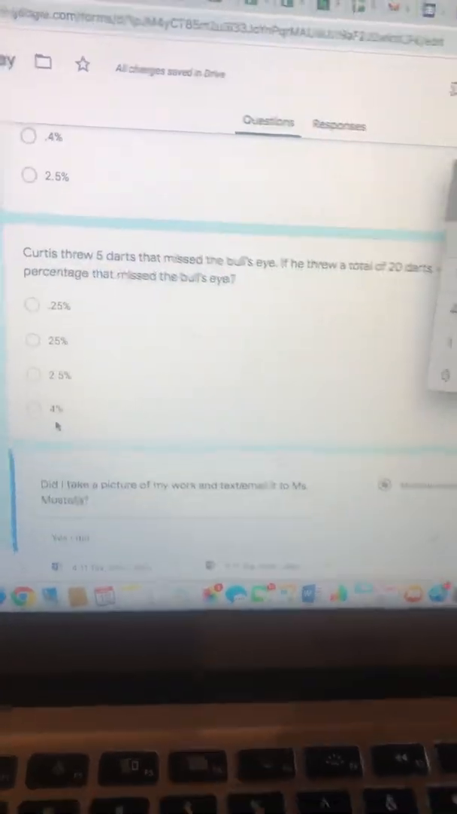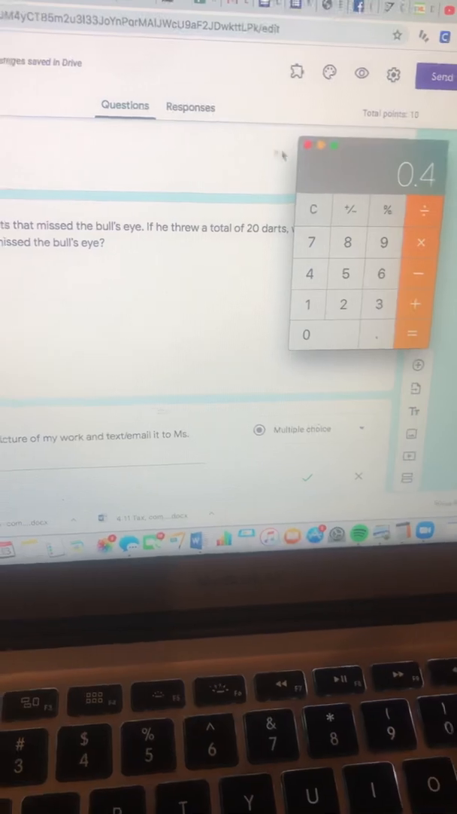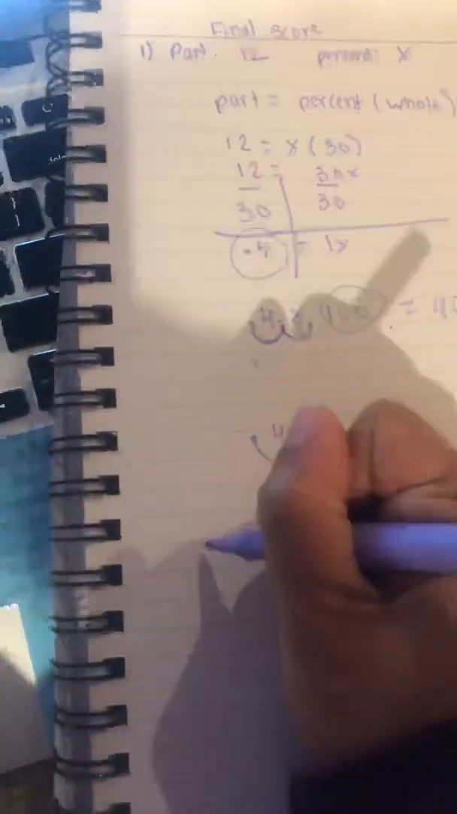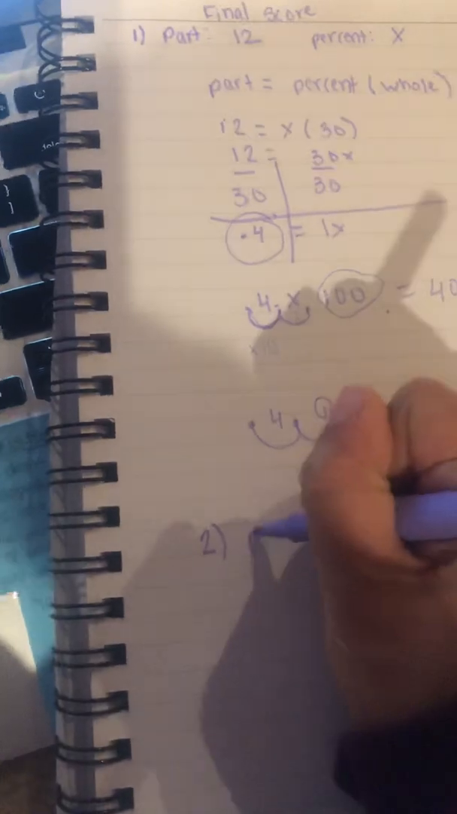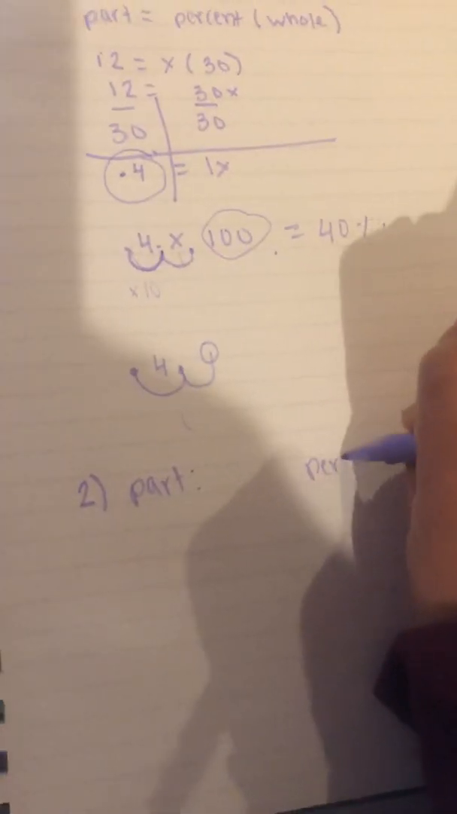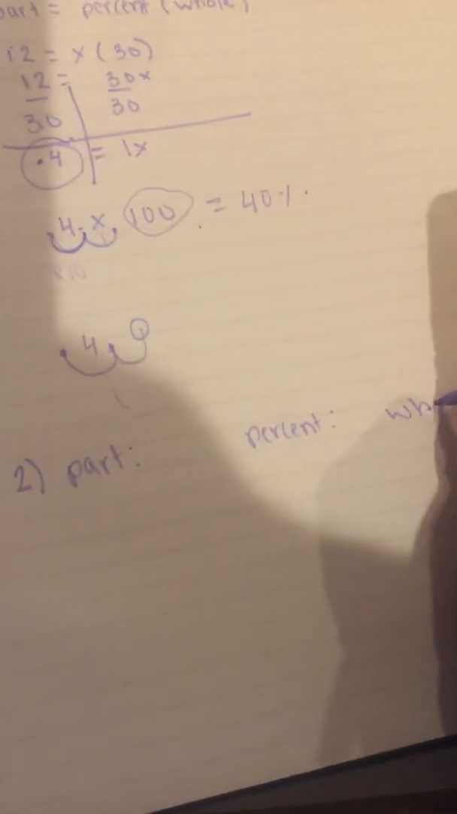Now, the other one, right here, I'm not going to go over all of it because at this point, you should be able to identify the mistake that you're making. But number 2, again, you should have the part, the percent, and the whole already written down. And you should be identifying them correctly. So let's check if you did.